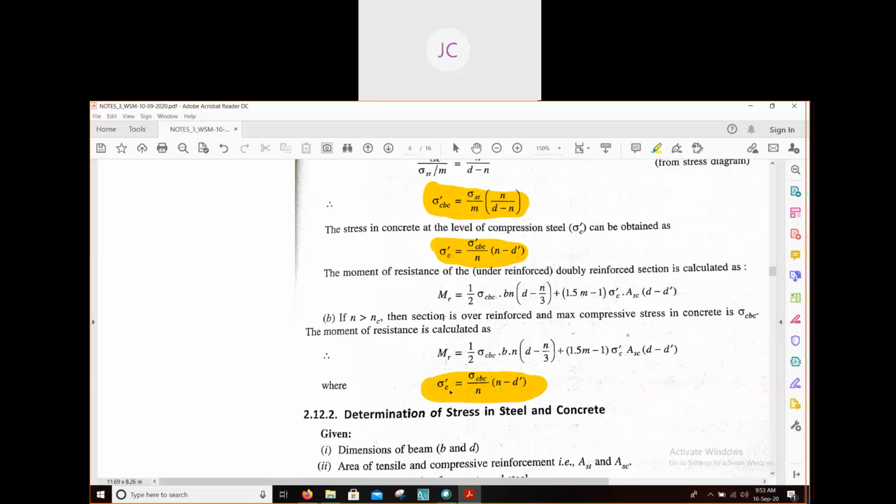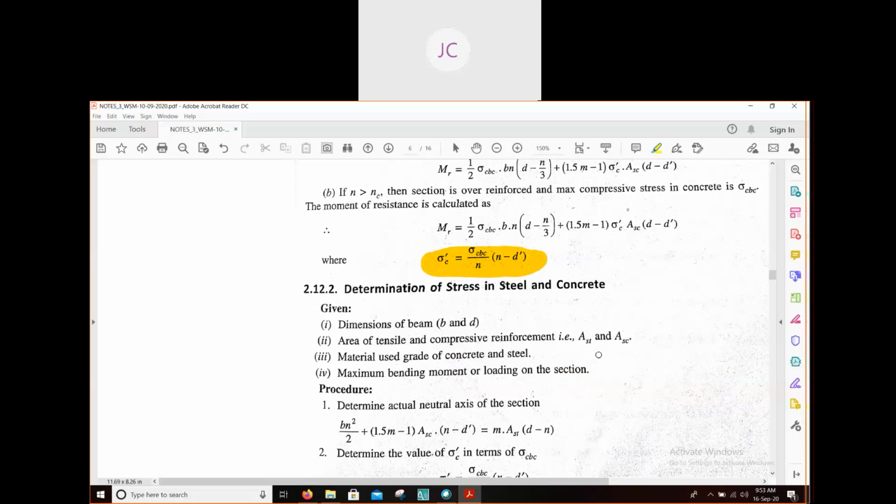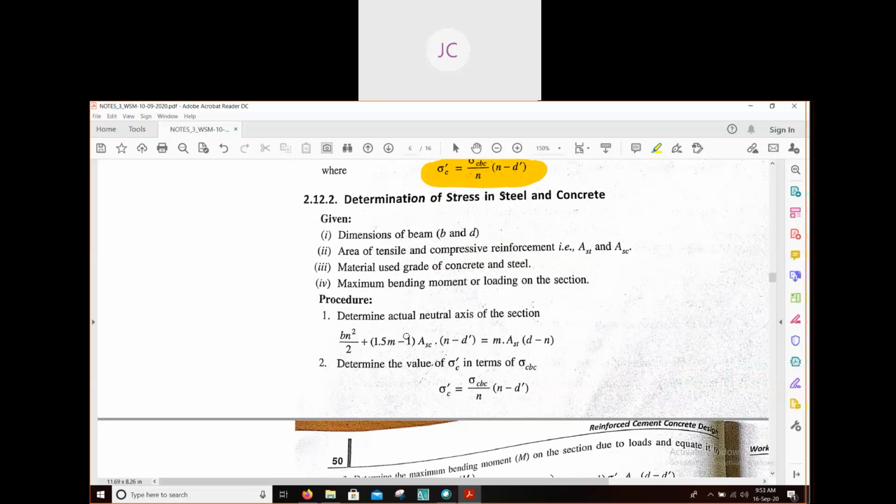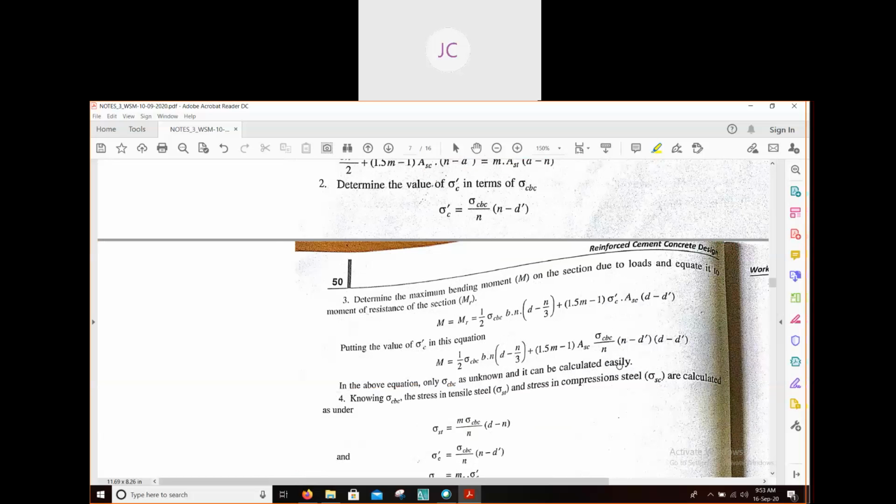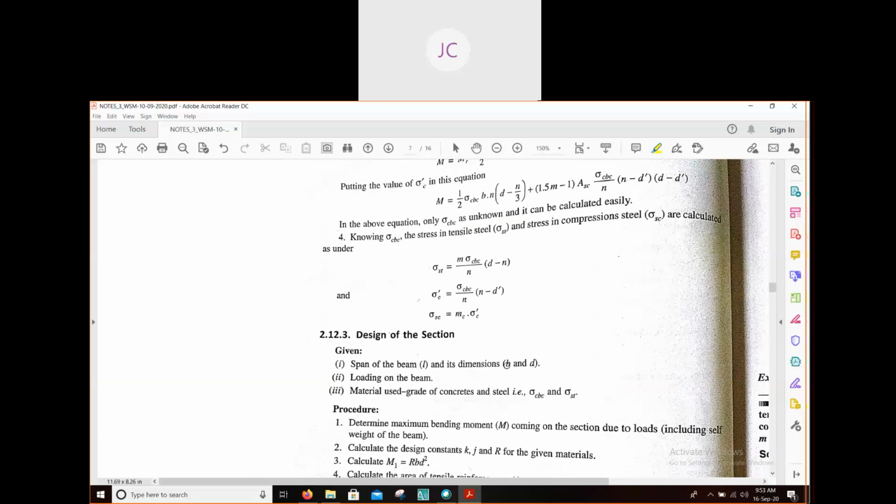After getting the value of sigma dash cbc, you have to use the same equation. Both equations are the same, and we use them for under reinforced as well as over reinforced sections. In the next type of problem, we have to find the stress in steel and concrete. When we solve the numericals, it will be clear to you.